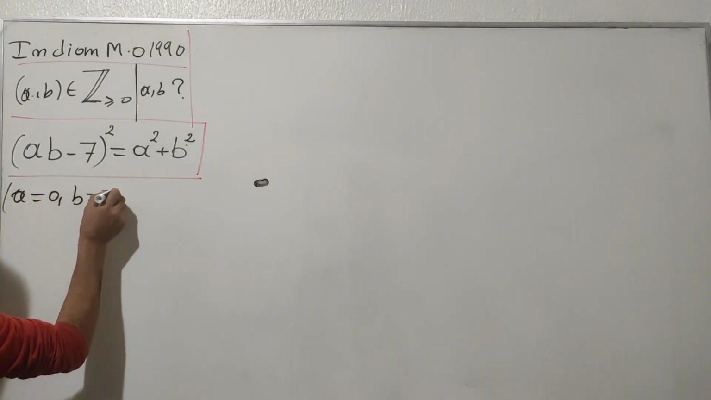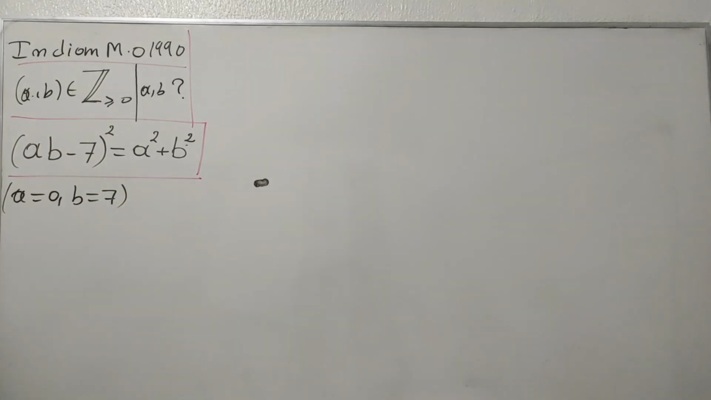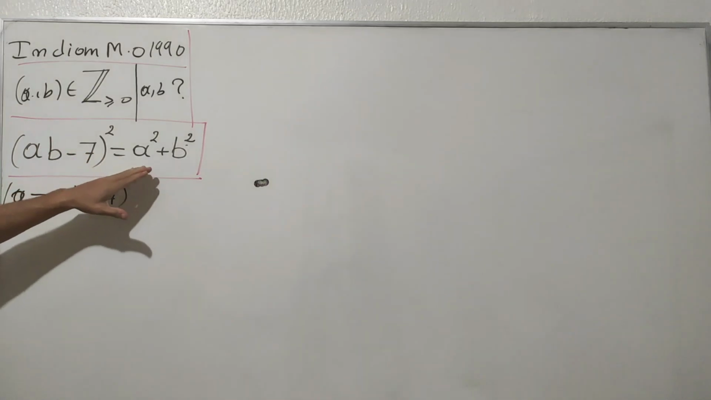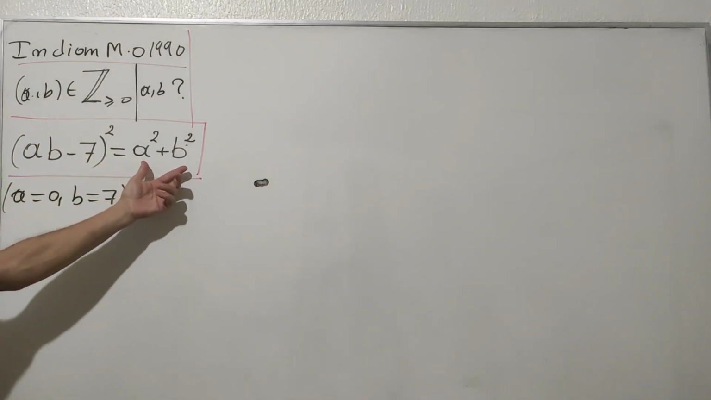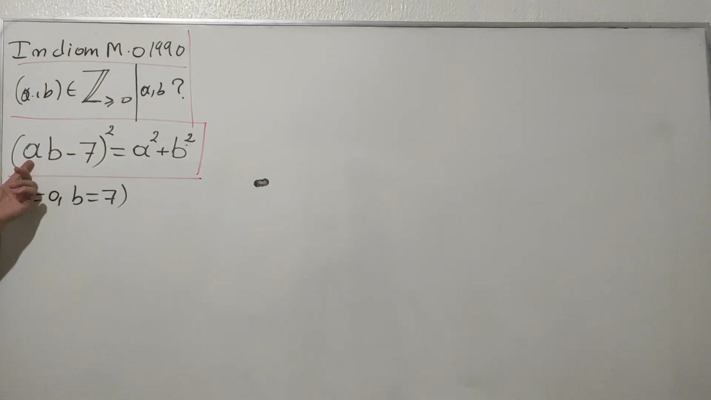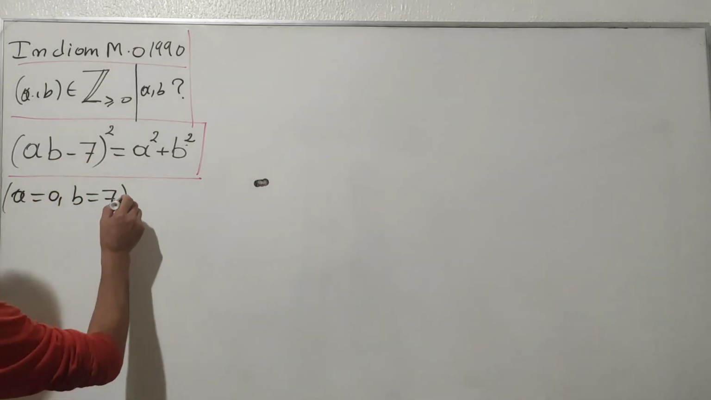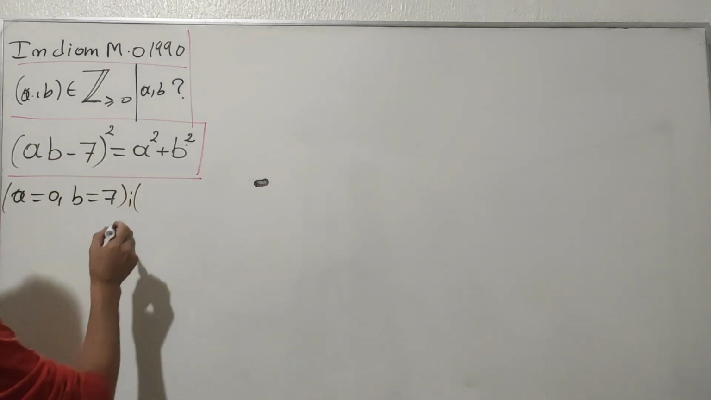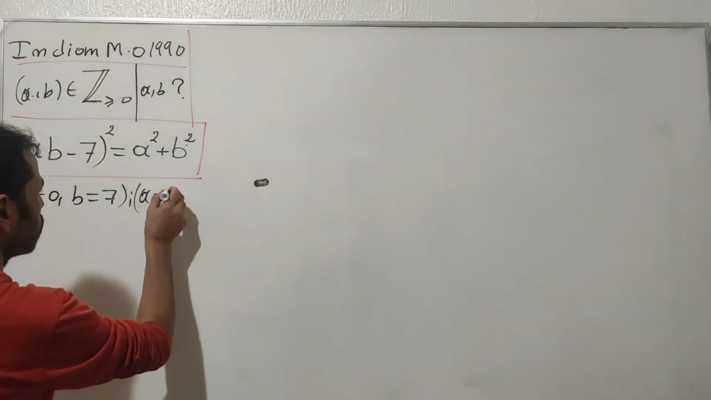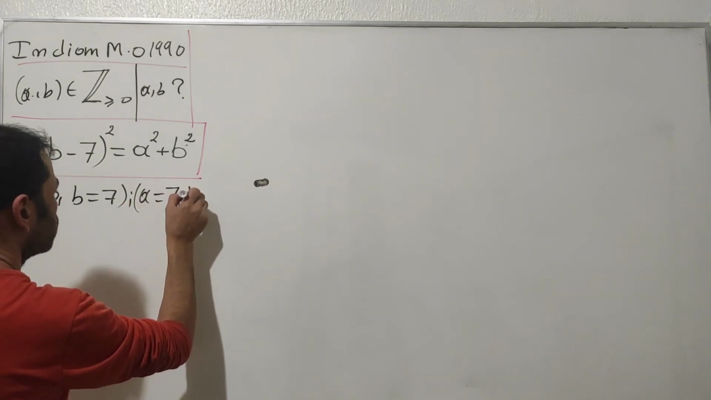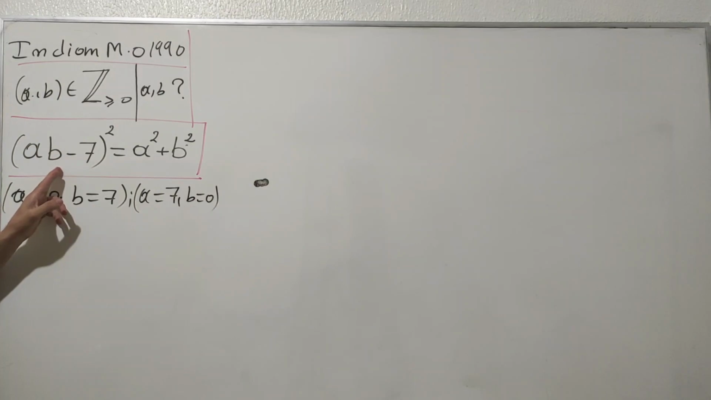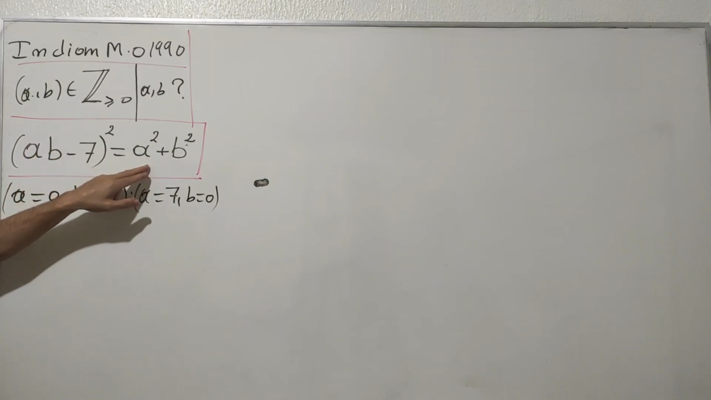So b must equal 7. This equation is symmetric, because we have a squared, b squared and the product ab, so a and b are playing the same role. Which means I'm going to take another copy of the solution: a equals 7 and b equals 0.